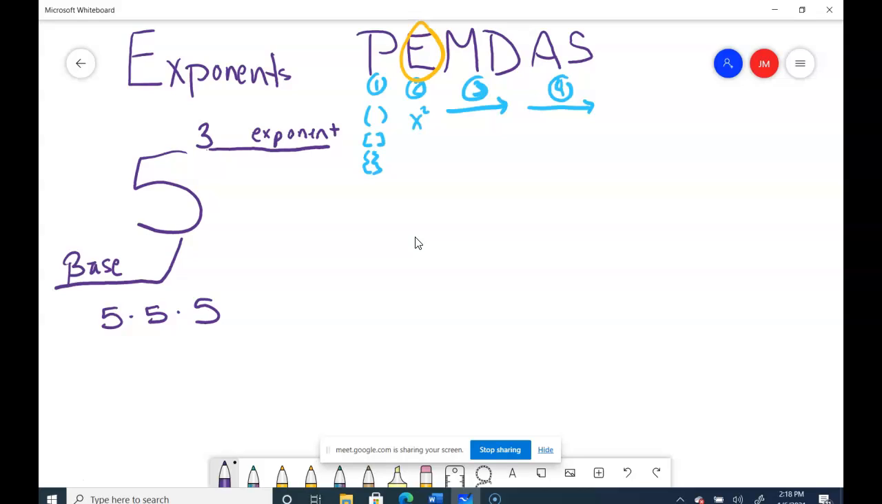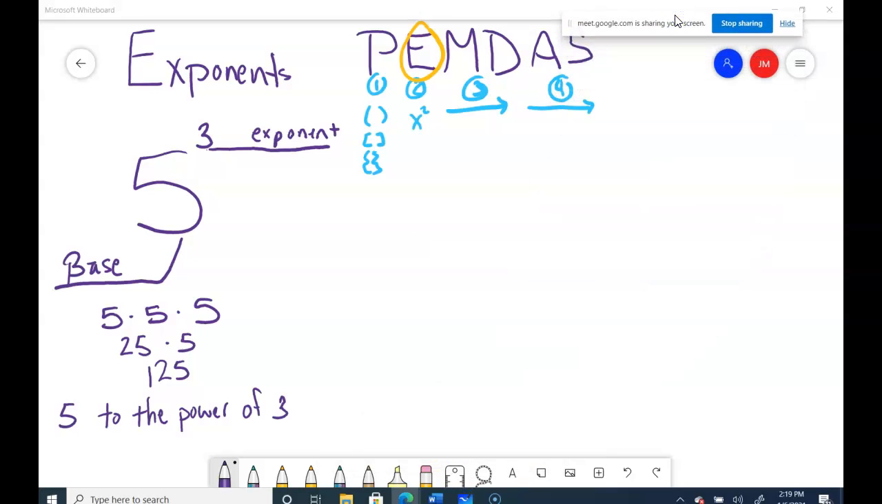Okay, got a lot of silence there. So we're going to group these. We're going to multiply 5 times 5, which is 25. And then times 5. 25 times 5 is 125. So the way we say this is we say 5 to the power of whatever the exponent is. In this case, it's 3.